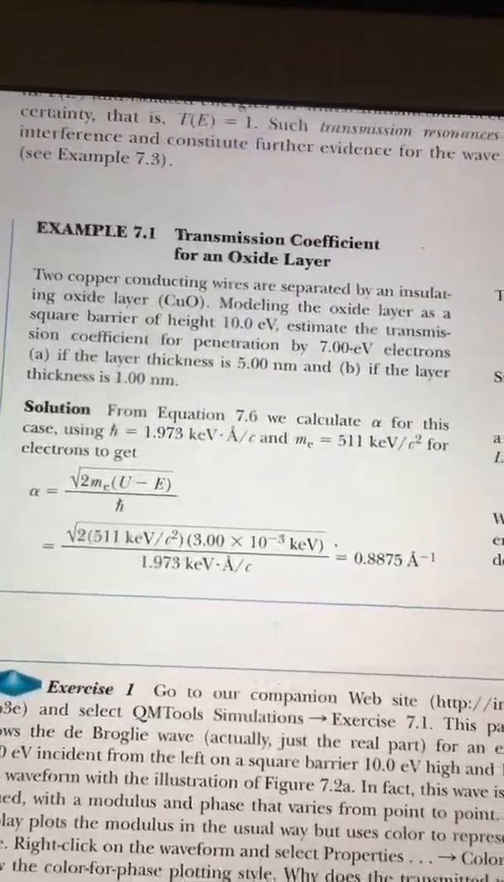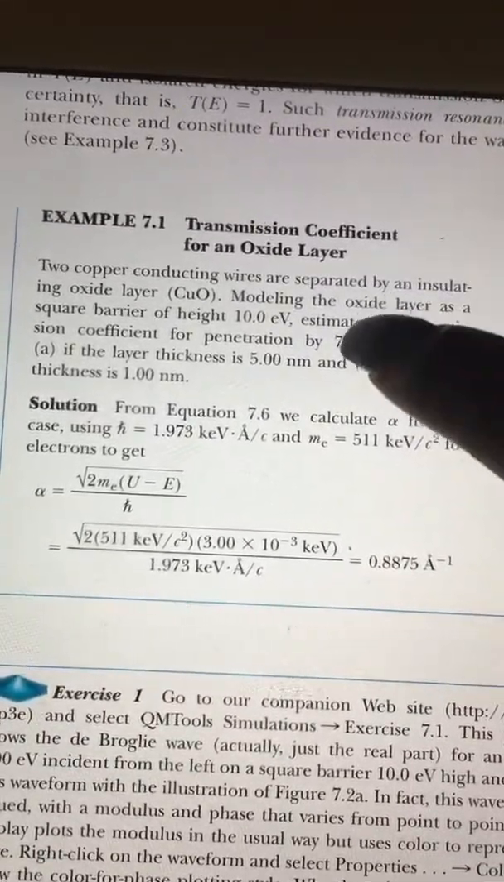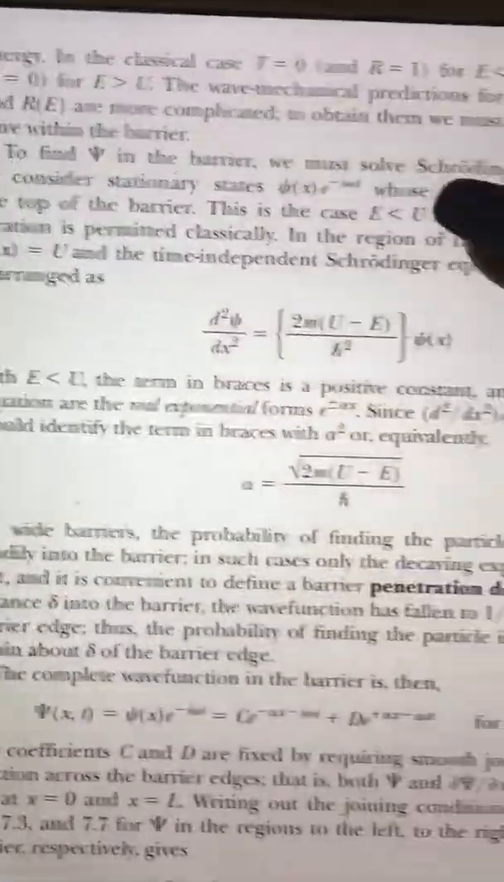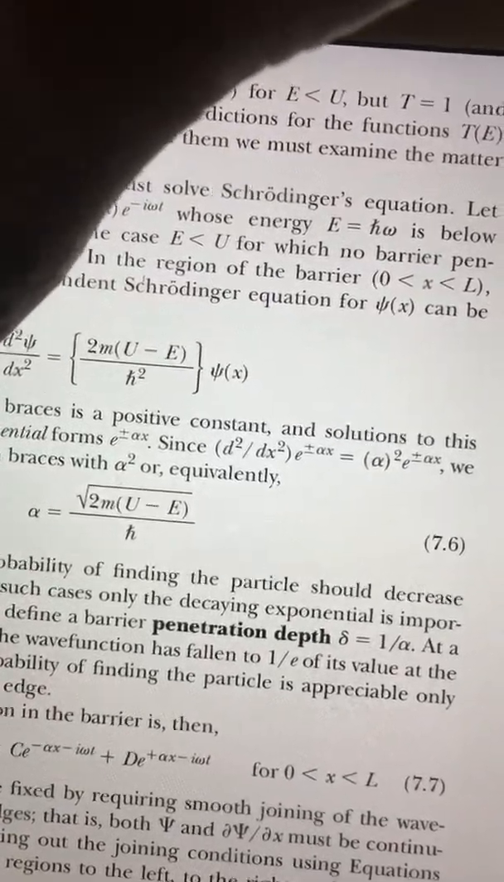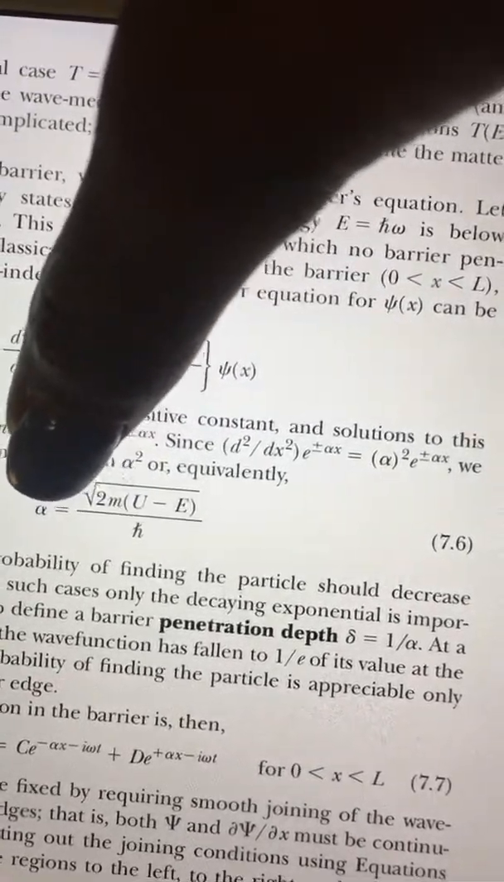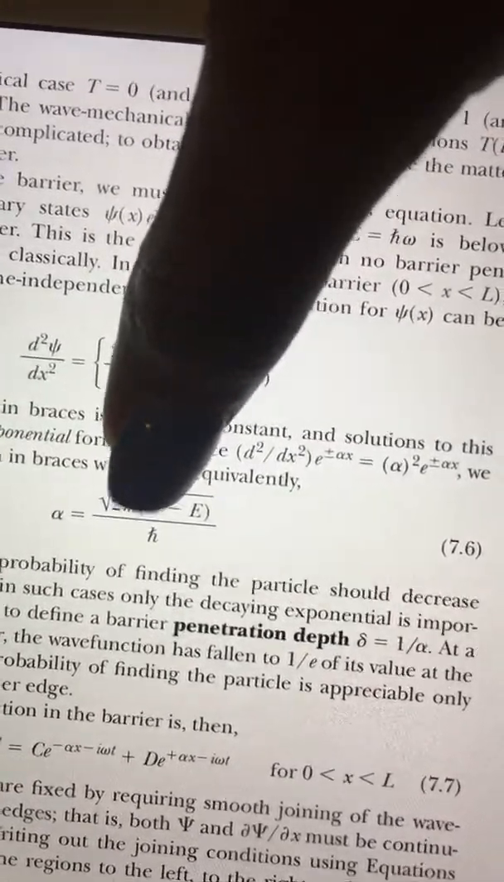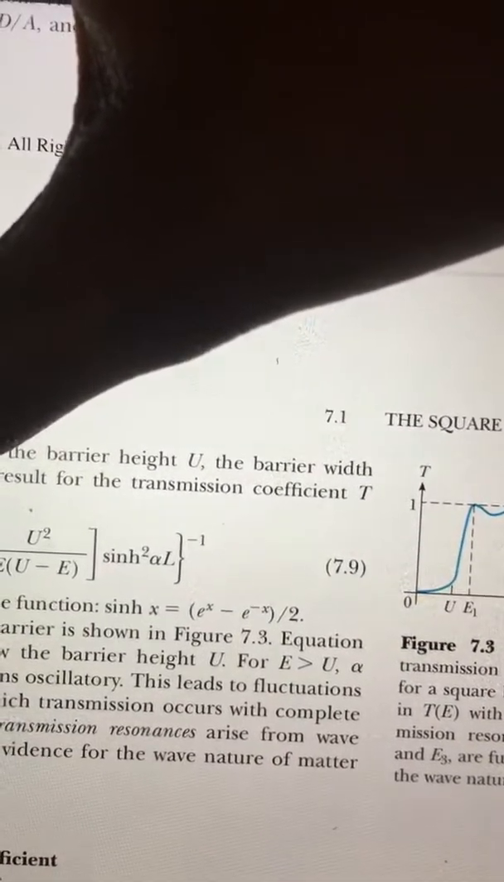So first of all, we can see that the square barrier of height, which is also U, is 10 electron volts, which is greater than E, which is 7 electron volts. And with this, we can go here in the chapter, which tells us that when E is less than U, then we use this equation of alpha equals the square root of 2m times (U minus E) over h bar, and insert that into this formula for transmission coefficient. So that's what we did here.